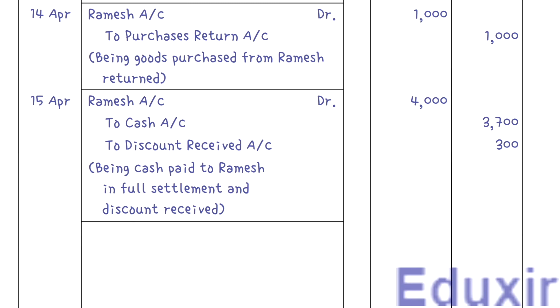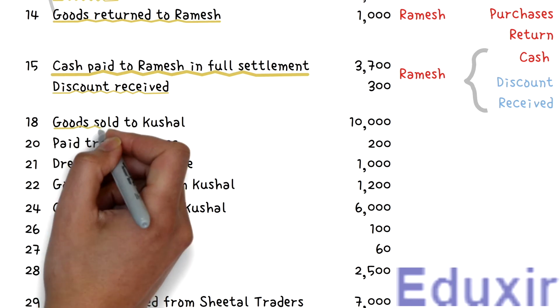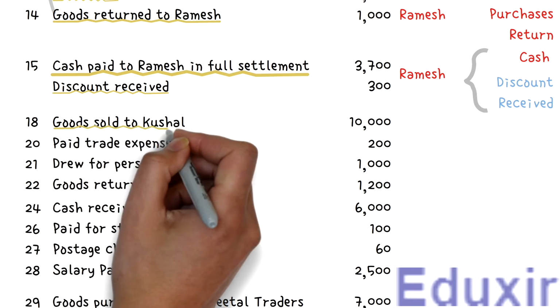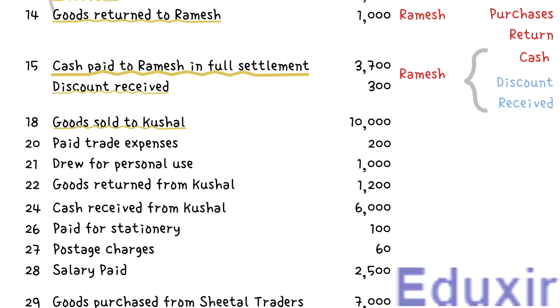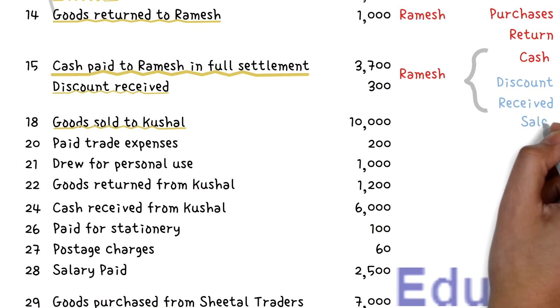Let us now take up the next transaction. In this transaction, goods worth 10,000 rupees are sold to the customer Kushal. So in this case, there is a sale taking place. As you know, the sales generate revenue for the business. In other words, the revenue of the business is increasing in this transaction. The rule to record any increase in the revenue is to create the corresponding revenues account. In this case, the sales account should be created.